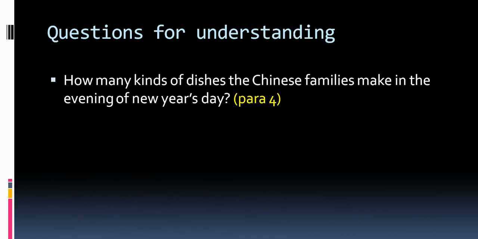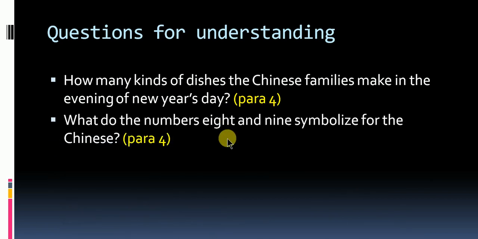Now questions for understanding. The very first question: how many kinds of dishes do the Chinese families make in the evening of New Year's Day? Dear students, you have just read how many kinds of dishes the Chinese family make in the evening of New Year's Day, and if you read paragraph number 4 with attention, you will find the number of dishes they make on the New Year's Day. The second question: what do the numbers 8 and 9 symbolize for the Chinese? Again, the answer is also in paragraph number 4, and there is written why Chinese people cook 8 or 9 dishes, and what these numbers 8 and 9 symbolize for them.